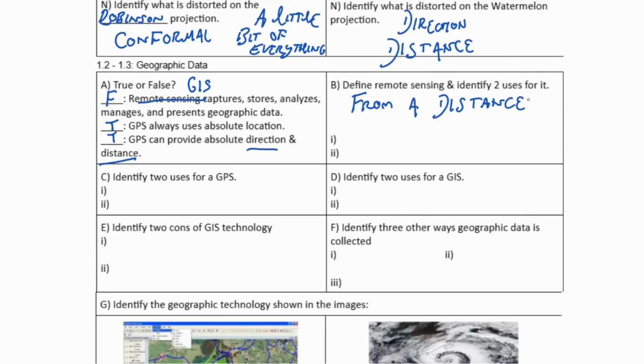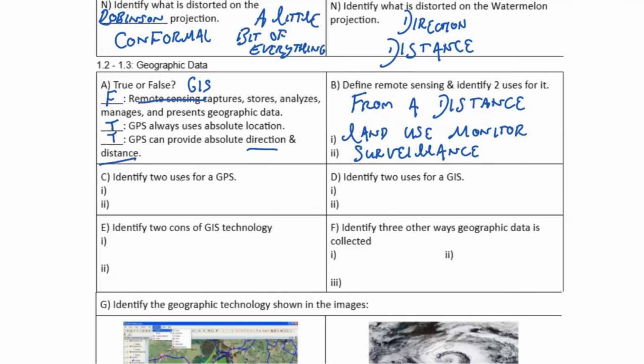And two uses of it. There's a lot of different uses. The one I want to talk about is land use monitoring. So you can monitor a farm or urban developments or any kind of development for that matter. And also you can use it for surveillance. And the military uses it a lot for protection and surveillance as well. Weather monitoring is also a popular one for a GIS. So you could do hurricane tracking. You could do that with a GIS, or you could do it with remote sensing. Not really with a GPS though.